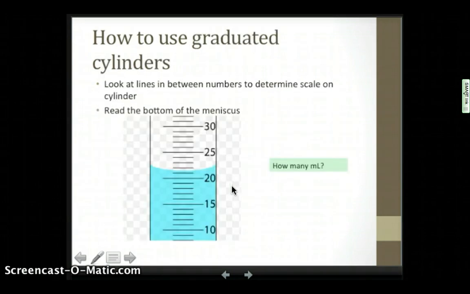How to use graduated cylinders. Similar to a ruler, on a graduated cylinder, there are lines that you have to determine the scale on the cylinder. And if you look here, we see that from 15 to 20, there are 5 lines, so that means each line is worth 1 milliliter. Now, when reading the volume of liquid, we always look at the bottom of the meniscus. So right here, we get it should be about 21.5 milliliters, because again, it's in between the 21 and the 22, so we estimate the 0.5.